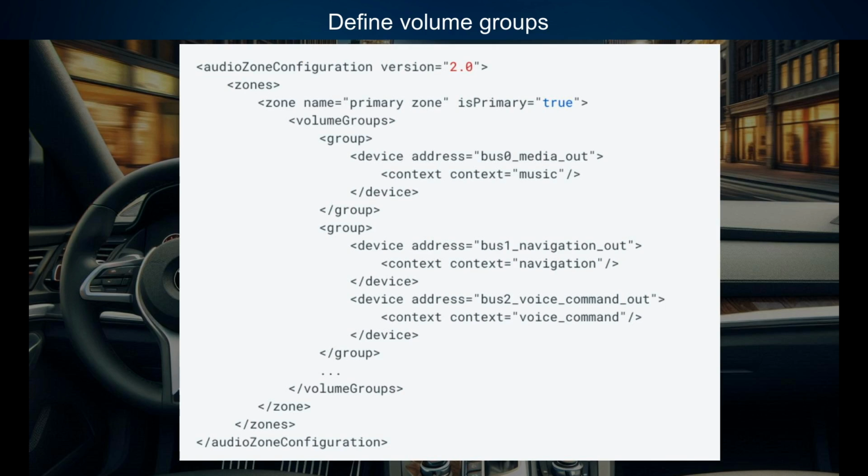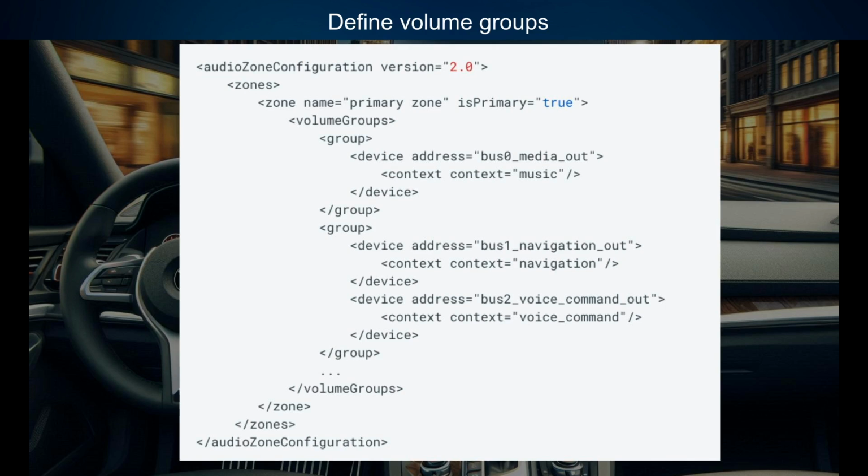The zones tag. This tells us we are about to define different sound zones in the car. zone name="primary zone" isPrimary="true". This defines the main sound zone in the car, the one that's most important. The isPrimary="true" part indicates that this zone is the primary, meaning it's the default zone for most sound output.